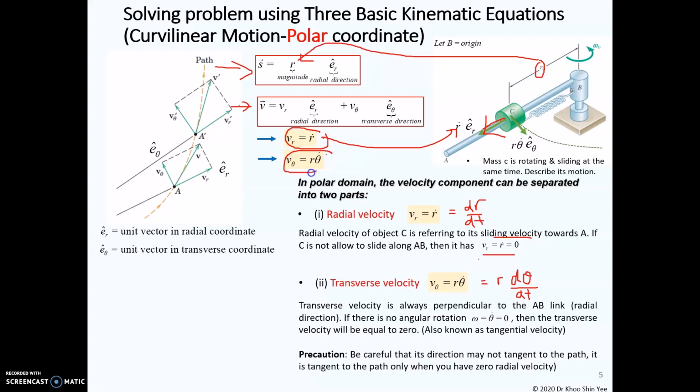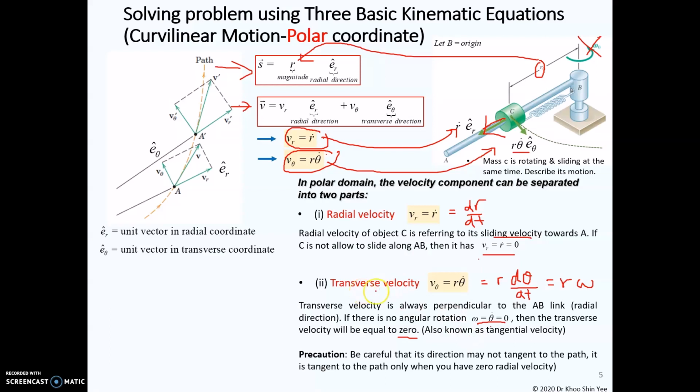The transverse velocity can be found in the transverse direction here and is equal to R multiplied with theta dot. Theta dot is the change of the angle with respect to time, and is also equal to the angular velocity omega. When the arm stops rotating here, your angular velocity will be equal to 0. Then in this case, the transverse velocity will be equal to 0, because when you substitute omega equal to 0 and multiply, you obtain V theta equal to 0.